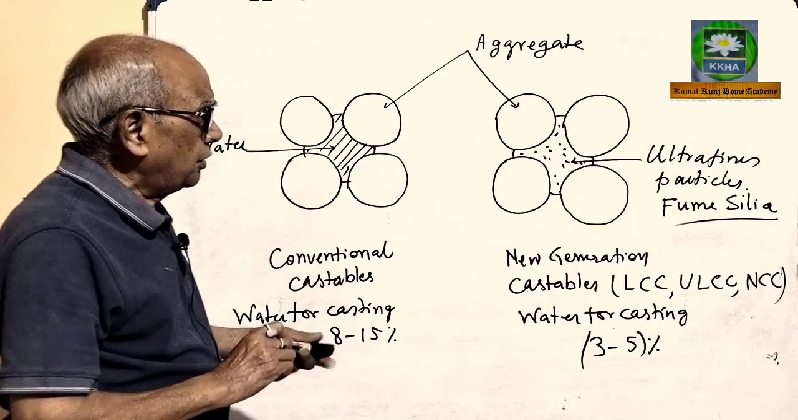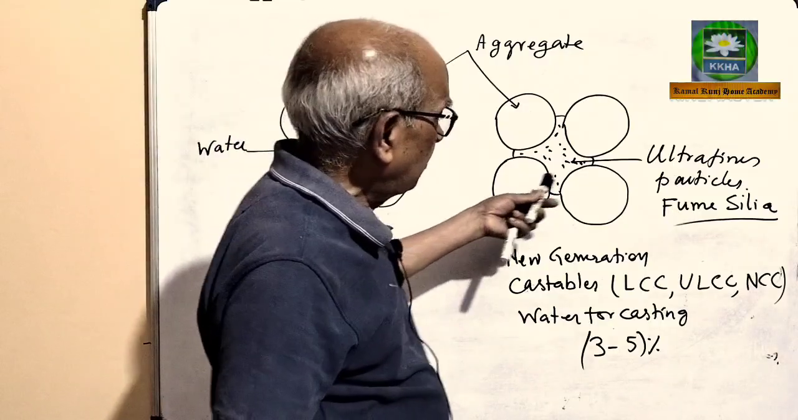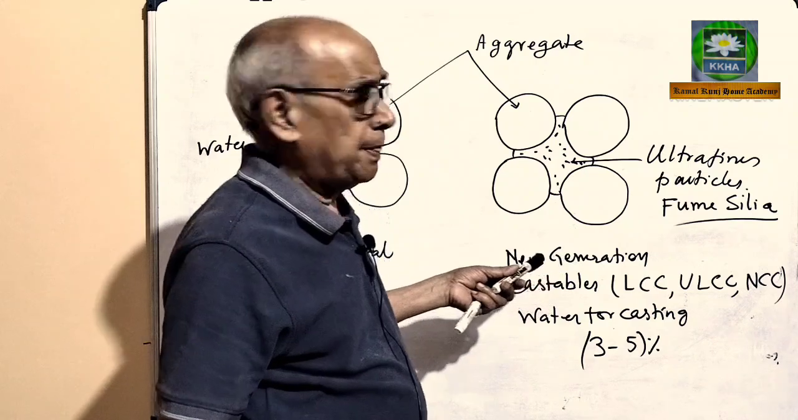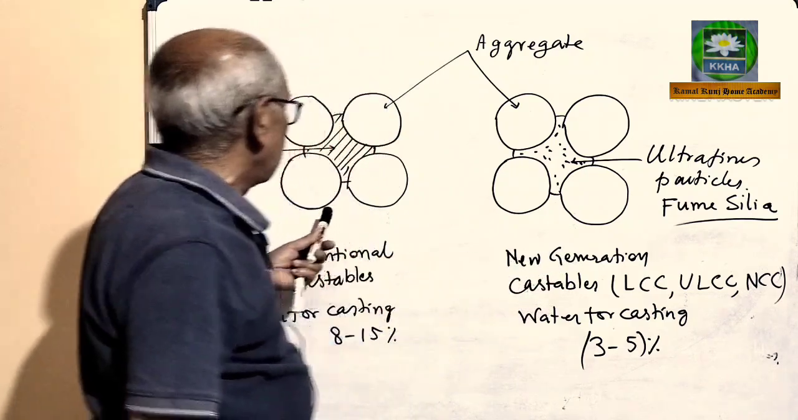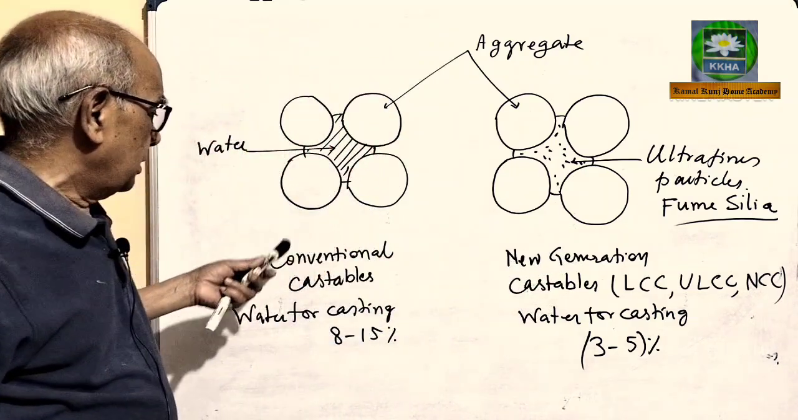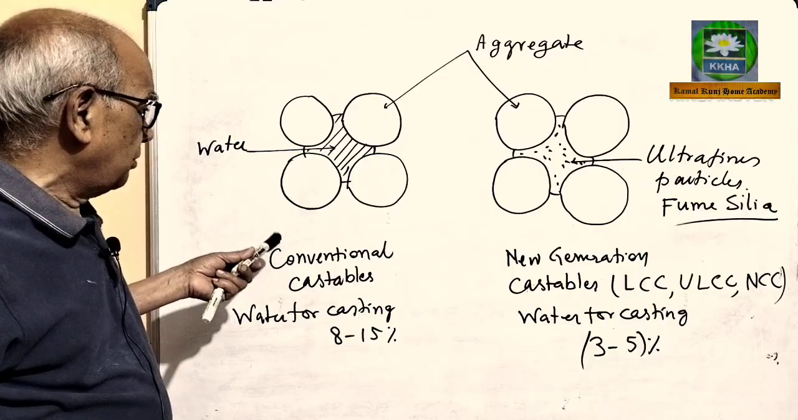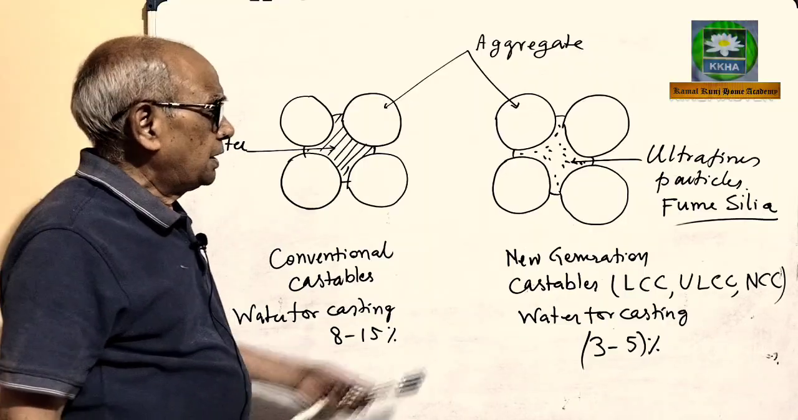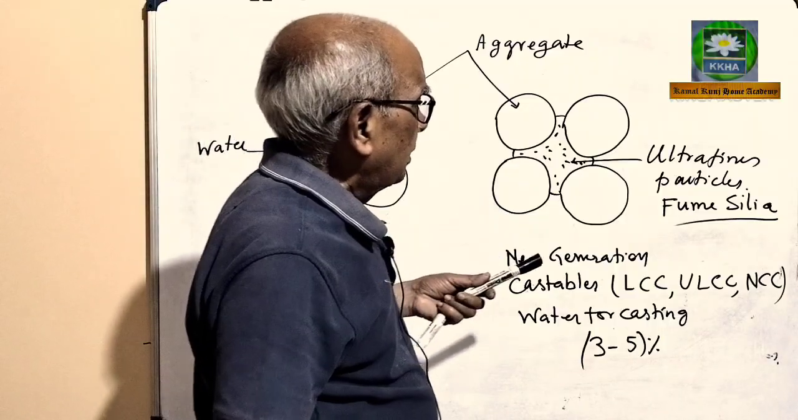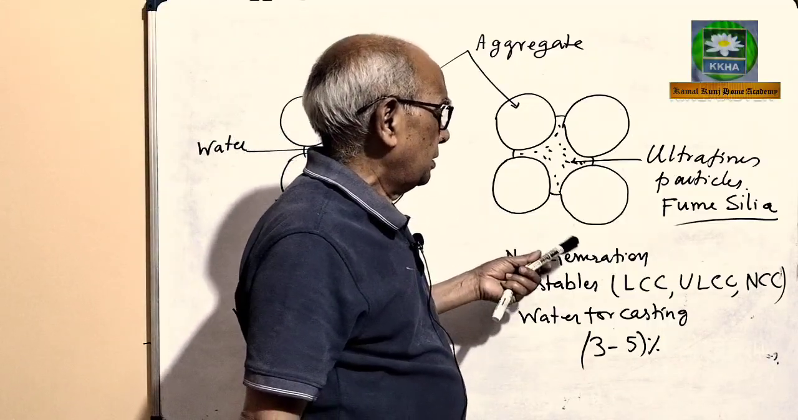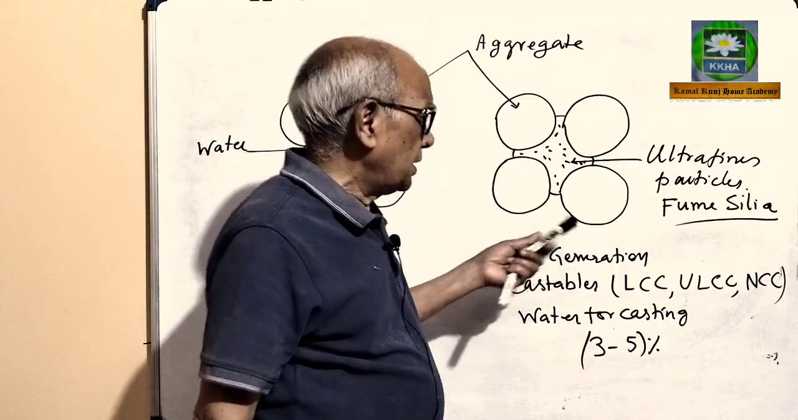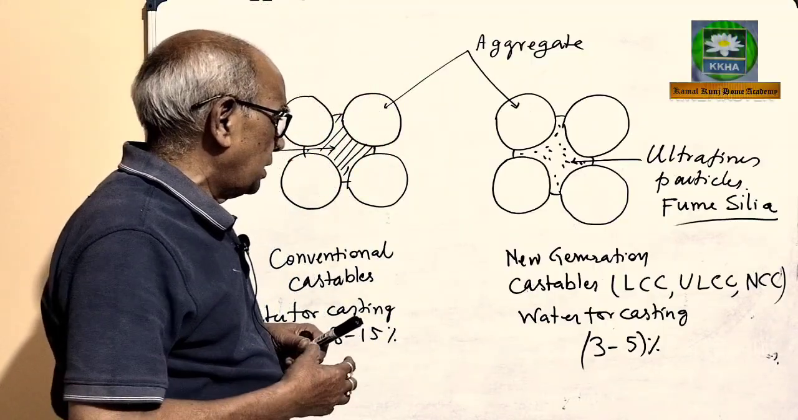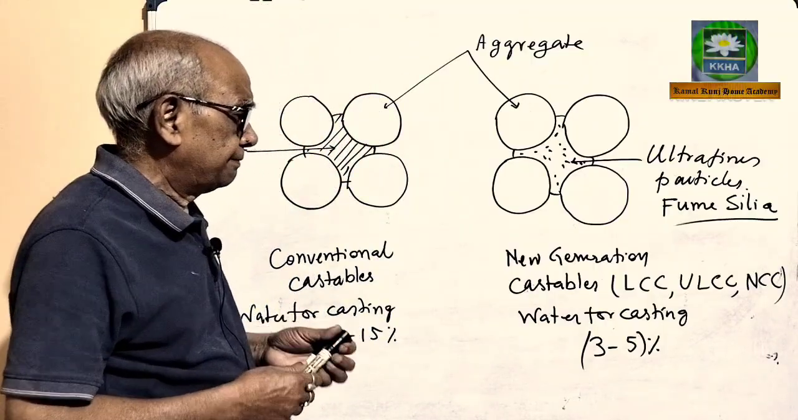Only thing is that for mixing new generation monolithics or castables, you need a mechanical mixer. Conventional castables may also be mixed manually by hand, but for new generation castables, a mechanical mixer, that is a planetary mixer or any other good mixer, is necessary.